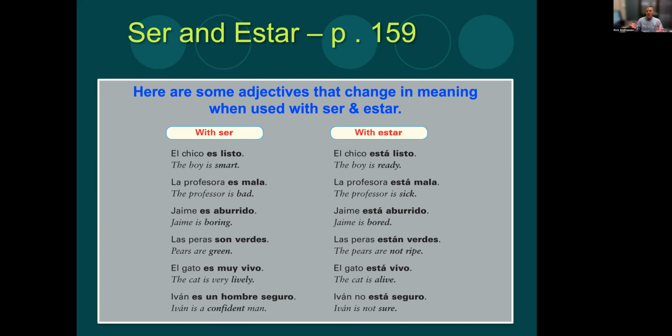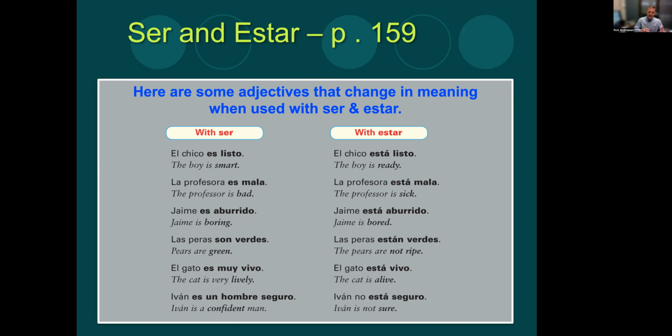With mal and malo. La profesora es mala. She's just a bad professor. You've all had, hopefully not right now, a professor who's like that, just a bad professor. But that's with ser. But if we say la profesora está mala, she's just sick. She's down. She's not feeling really well right now. So ser is describing how she is as a person generally, and estar is describing her general condition right now.